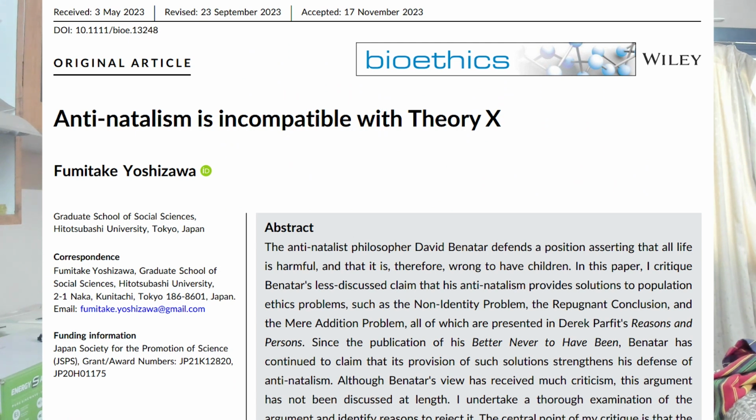There is a paper, Antinatalism is Incompatible with Theory X by Fumitake Yoshizawa. And I'm sorry, I'm sure I'm saying that name wrong, so apologies. But the paper is interesting. Before we can understand what the paper is saying, we need to know a little bit of background.